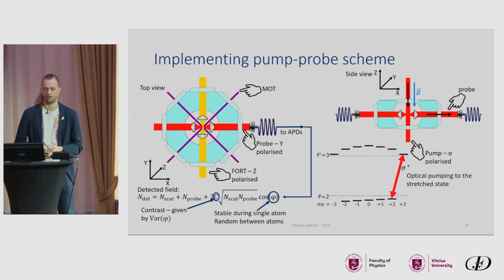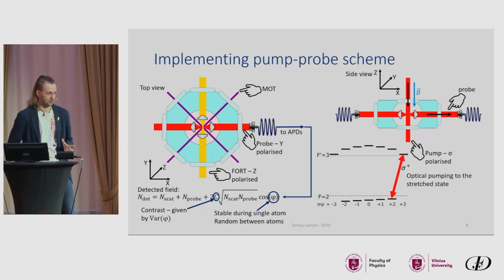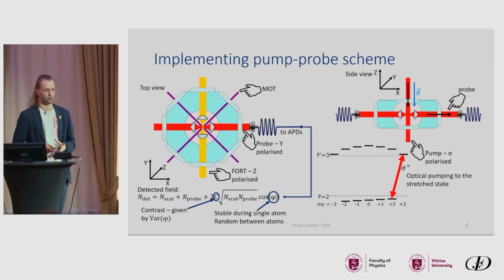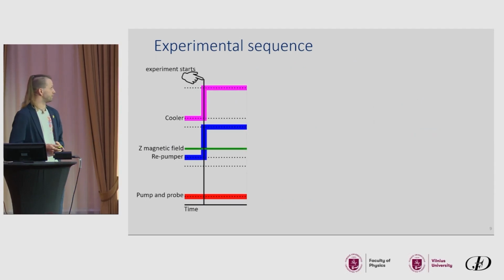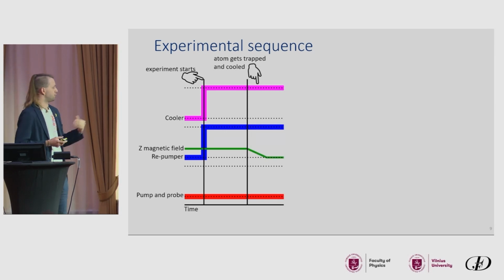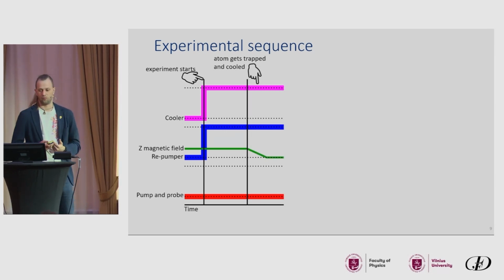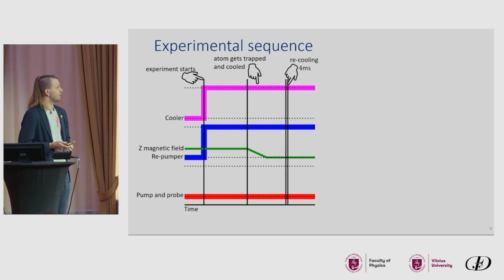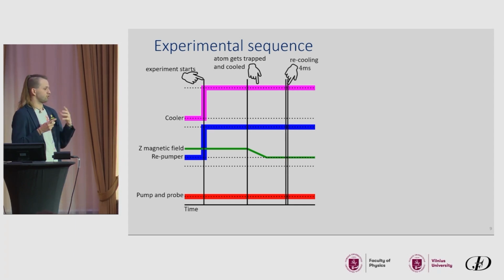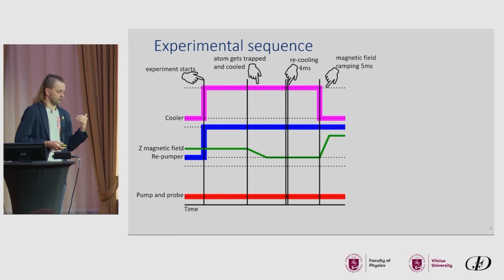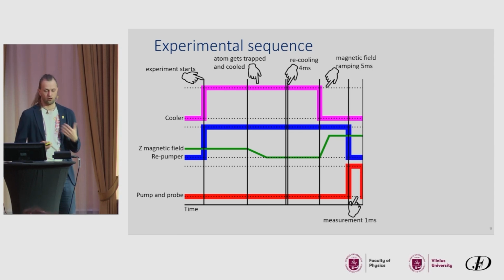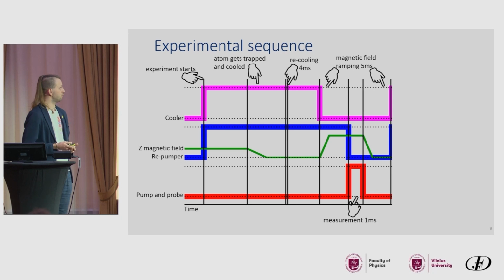Now, as I said, heating is an important element, so let me go quickly through the experimental sequence, because first we need for the atom to get trapped. Once it gets trapped, we pre-cool it. We need to ramp down the magnetic field to reach the minimum temperatures possible. Then we cool it a bit more, just so we're sure that we have the minimum temperature possible for the experiment. We then ramp the magnetic field up, so we get good optical pumping. We turn on our pump probe scheme and we measure, and then we turn the magnetic field back down.